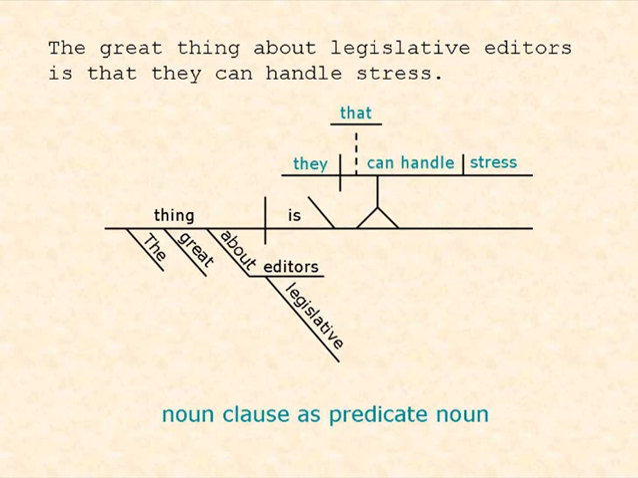Here, the noun clause is the predicate noun. Note that the word that gets a special symbol here for two reasons. First, it's not needed to connect the noun clause to the independent clause and often is not even used. For this reason, nothing in the diagram connects the word that to the independent clause.